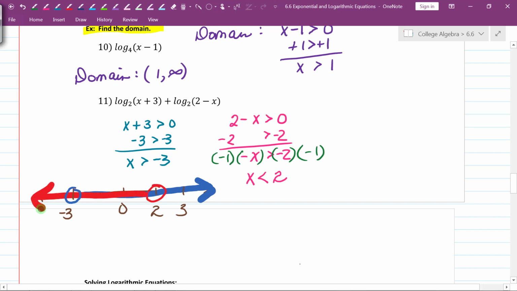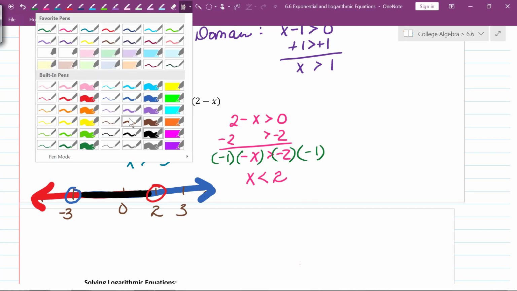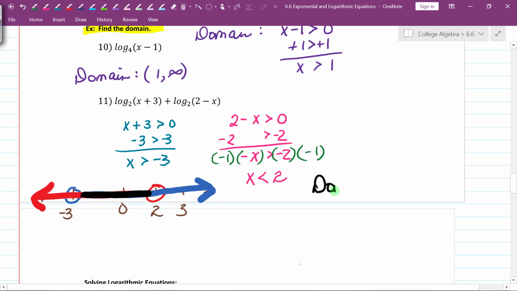Our domain is the area in common. It is the intersection of the two. So as you can see, our domain is going to be from this spot right here, from -3 with an open circle, to 2 right in here. So this is our domain area right in here. That is our domain. So our domain is going to be from -3 to +2. And that is it. And that's our answer.